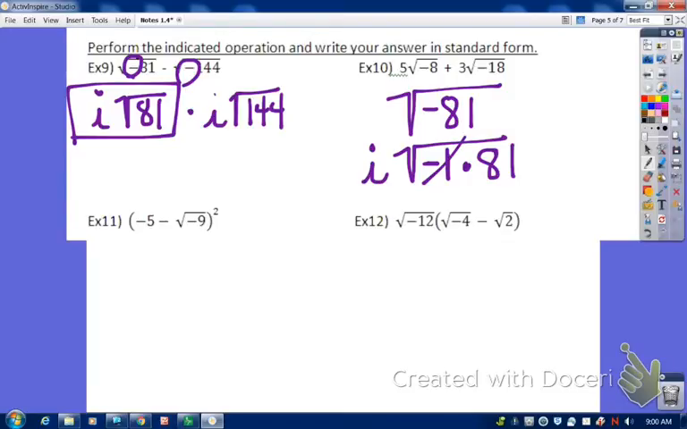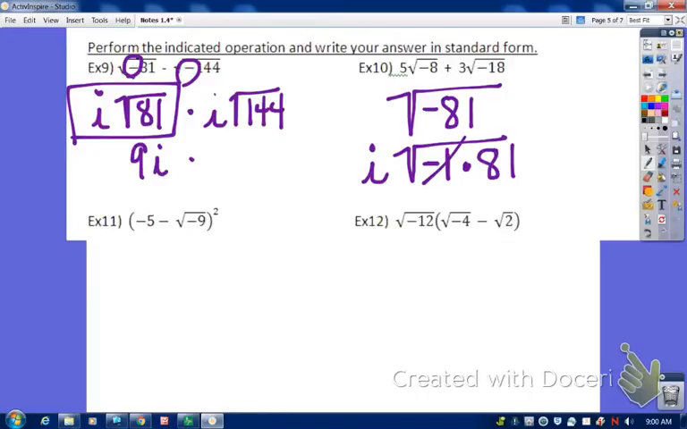You can't work this problem with a negative 81 and the negative 144 under. You can, but you'll get it wrong. You can't work it with the negatives underneath. So your first step is to bring the i's out, and then ask yourself what you've been doing for the last 2 weeks. Is 81 a perfect square? It is. What's the square root of 81? 9. What's 9 times i? 9i.